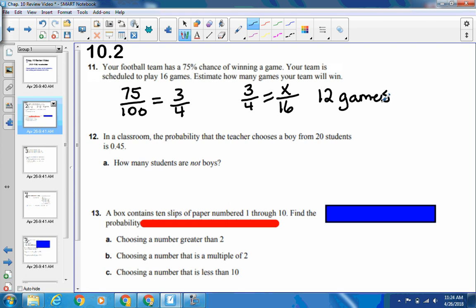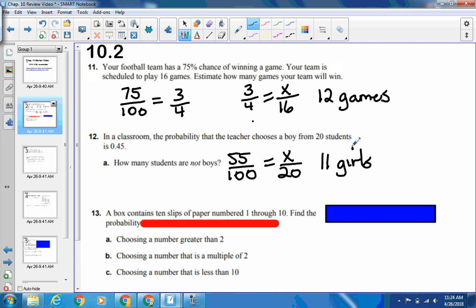For number 12, there's 20 students, and the boys are 45 out of 100. So if we're trying to find students that are not boys, that would be the girls, that are 55 out of 100. So we have 55 girls out of every 100, and we're trying to see how many that is out of 20. So if we just solve the proportion, we get 11 girls.